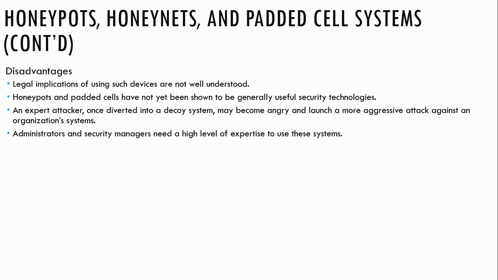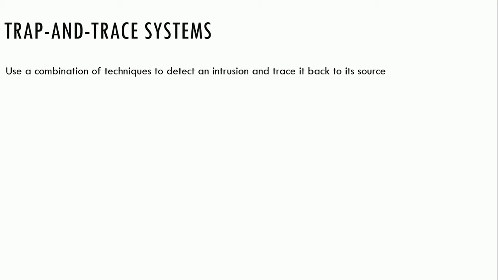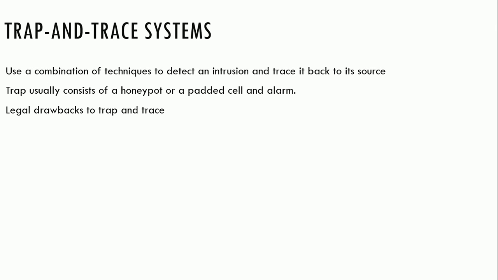So you might open yourself up to even more risk in that case. So you don't want to get burned by that sort of thing. So trap and trace systems use a combination of techniques to detect an intrusion and trace it back to its source, usually using a honeypot or a padded cell, which we talked about.